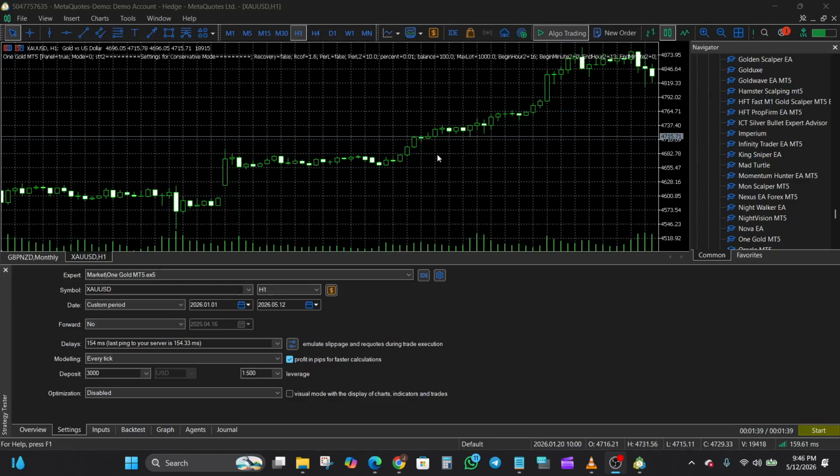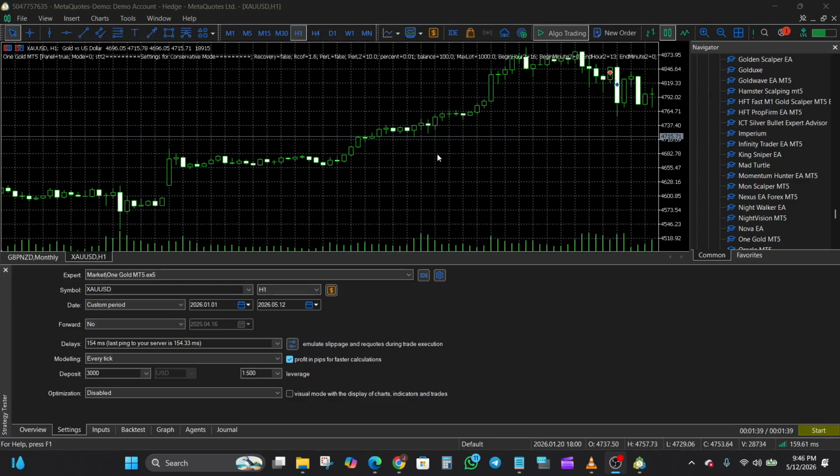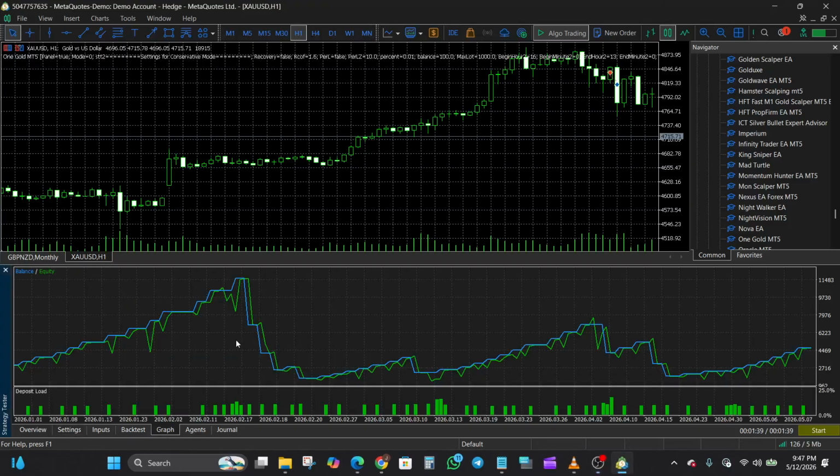Since gold can become highly volatile during strong momentum phases, it is important to pay attention to how the EA handles exposure, trade timing, and recovery behavior during those periods. We can also see from the equity curve that there was a significant drawdown here. The equity curve is not looking that good.